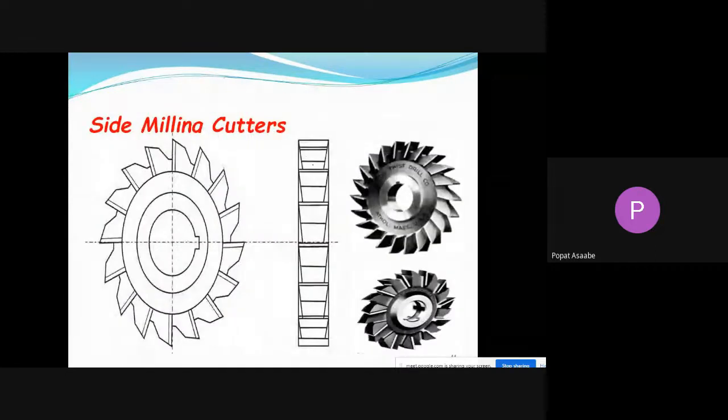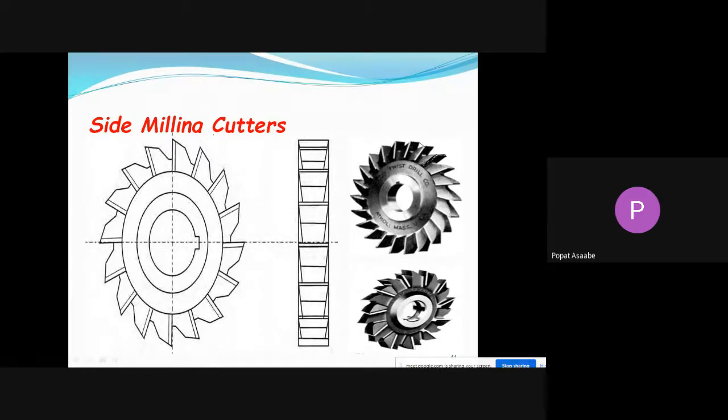Here, see, this is the side milling cutter, and on it the teeth are provided on its periphery, means this. See, this is one tooth here. This is the cutting edge, and on the face also. See here, this is the face. On the face also we are providing the cutting edge. With the help of this edge and this edge we can remove the material. It is called the side milling cutter.